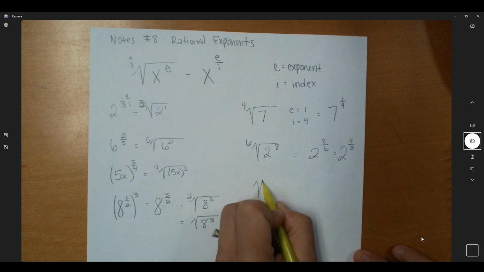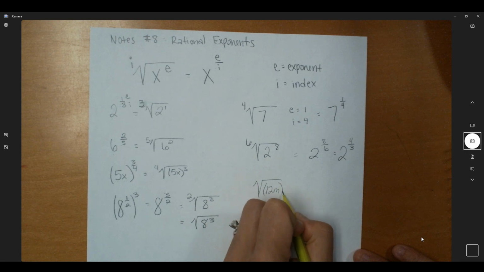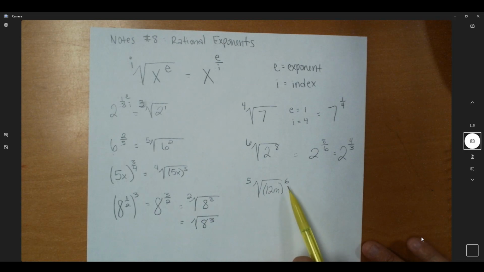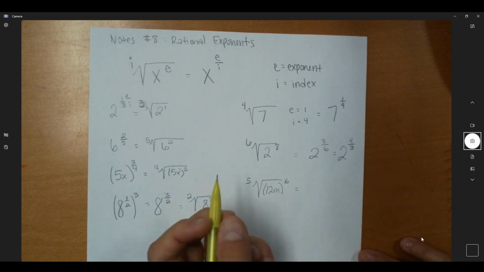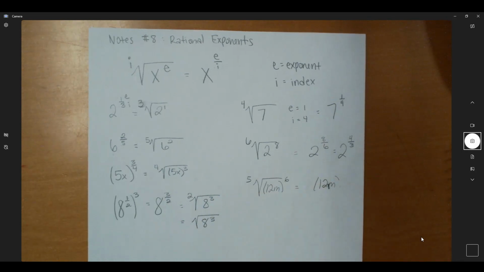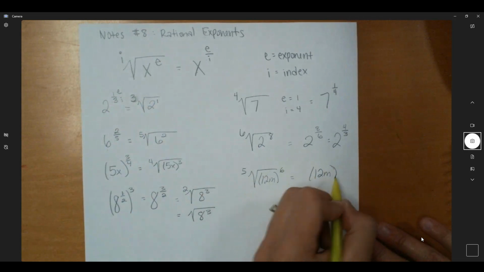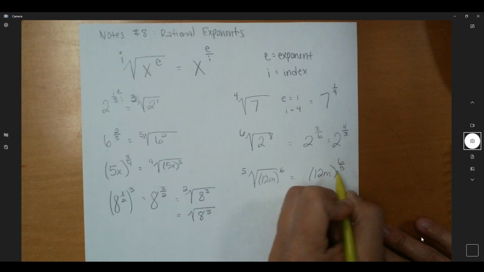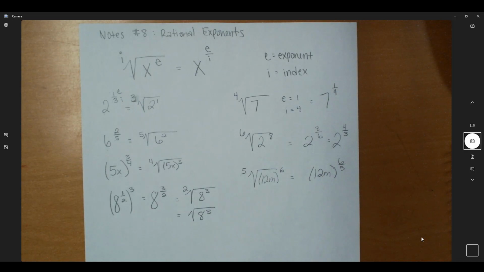One more. It's okay to have this exponent kind of near the outside as well. It still represents the exponent. When you have the parentheses, you want to include the parentheses as part of your answer. And then this is going to be E over I, so 6 over 5. And that's it. That's how we go back and forth. We will definitely do some harder problems in class, but this is the basics.